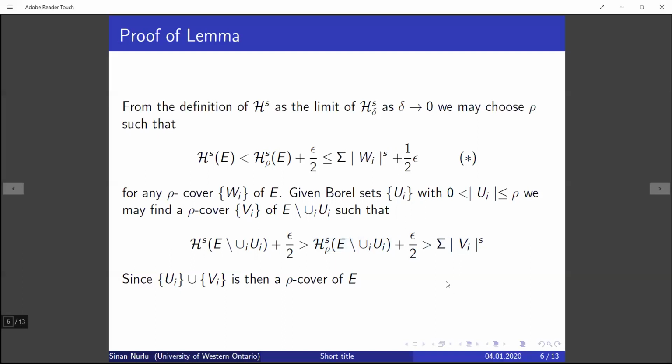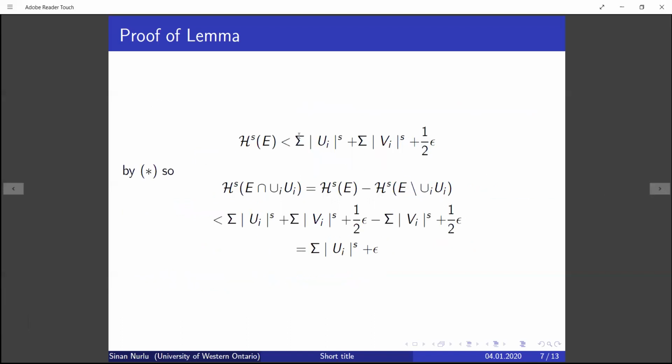this inequality. All right, since the Bis are a row cover of E minus the union of Uis, and the Uis are a cover of the union of Uis, when we combine them together, the collection of all of these sets is a cover for E. It's a row cover for E, because the Uis also have this property. The Vis are already a row cover. So the collection of these is a row cover of E. Then I'm going to use this inequality at our next step. Since this collection, the collection of Uis and Vis, is a row cover of E, this inequality holds when we write it for Uis and Vis, just like this.